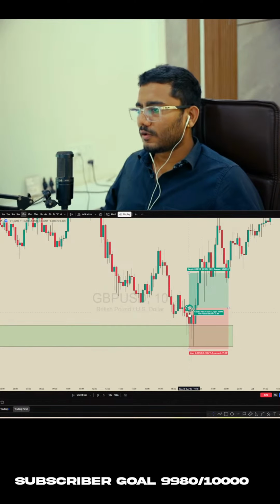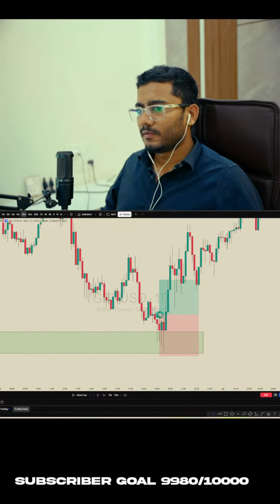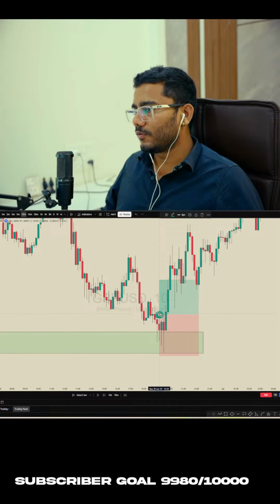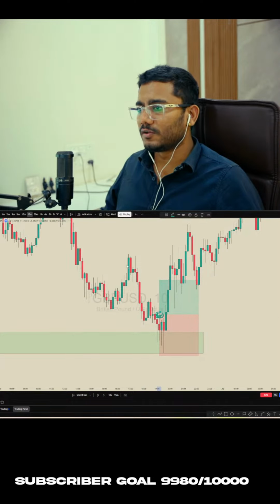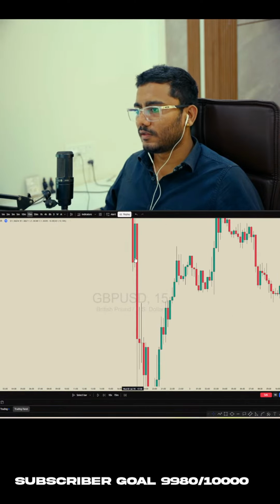So we want confirmation like this. It should break with a candle body. But when price is breaking in the live market, it will create a candle body. But when you enter, it will create a wick. So it's still a good sign that it can continue to the upside, instead of price still going to the downside like this here.